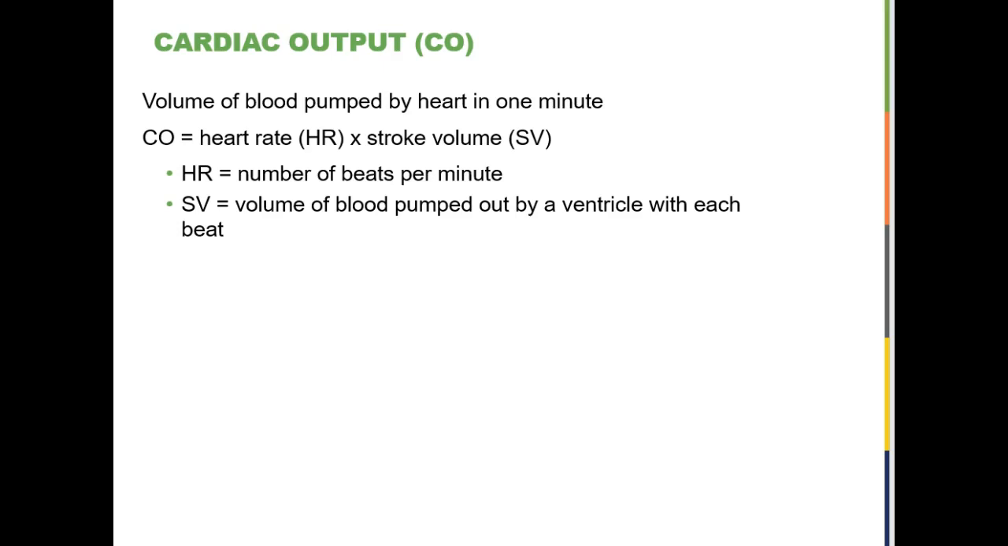So the first thing you want to know is the equation for cardiac output. It is heart rate times stroke volume. Heart rate being how many times your heart beats per minute, and stroke volume being how much blood is pumped out every time your heart beats. That is relatively straightforward.